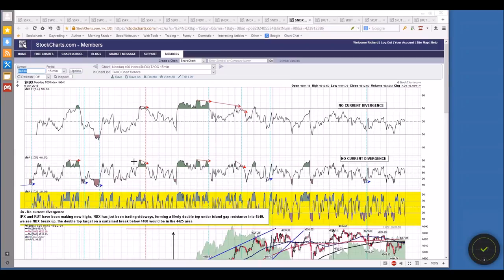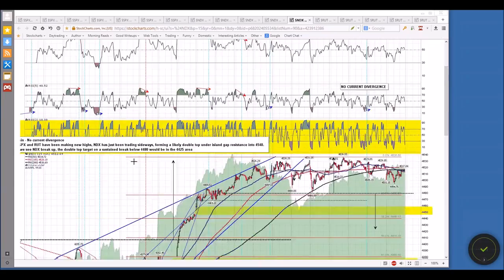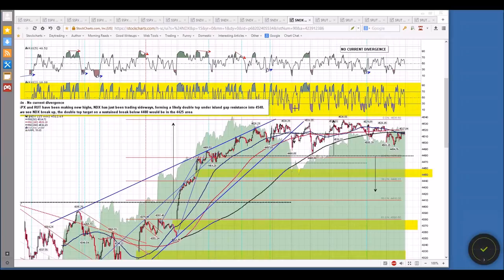NDX, I'll just mention very quickly. I'm doubtful about this getting much higher. This is still forming the same topping pattern from the break of this rising wedge. This is almost forgotten on SPX and RUT, but NDX has been stalled under this very strong resistance here at 4640, which is the island top resistance. I don't know what the significance of that is, but it's been holding there for quite a while now. It may well continue to hold.